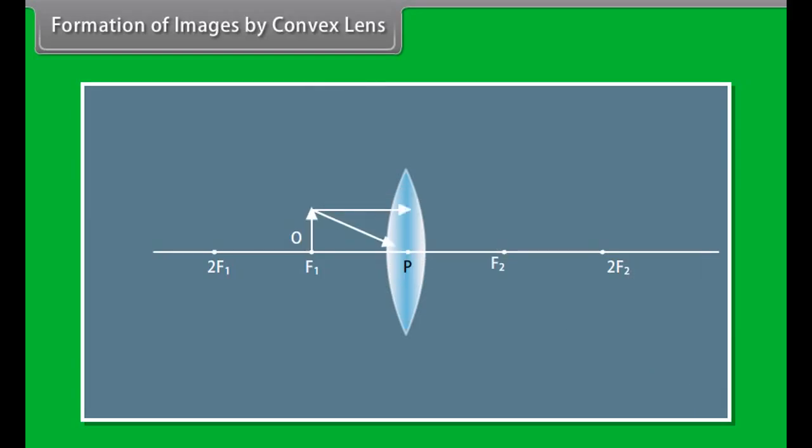When the object is placed at F, then the image formed at infinity. The nature of the image is real, inverted and enlarged.